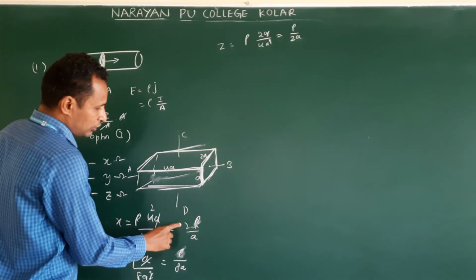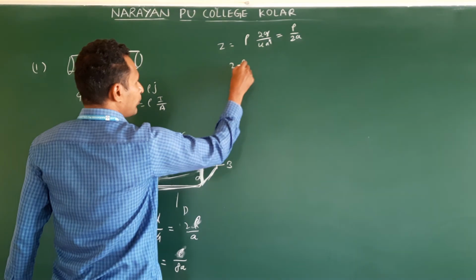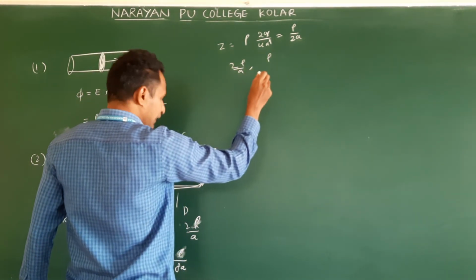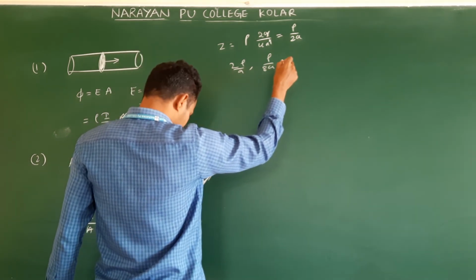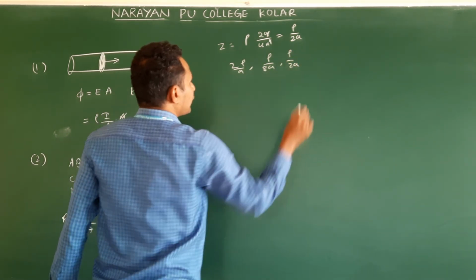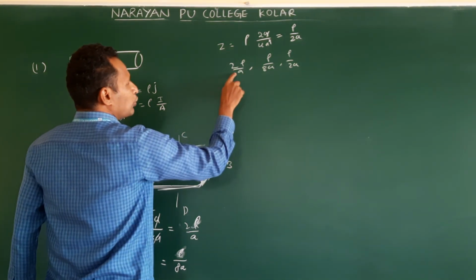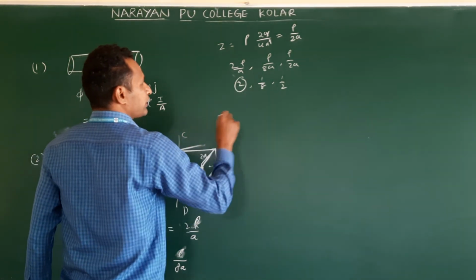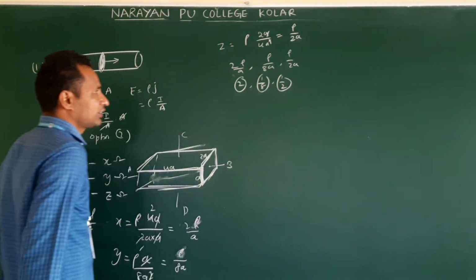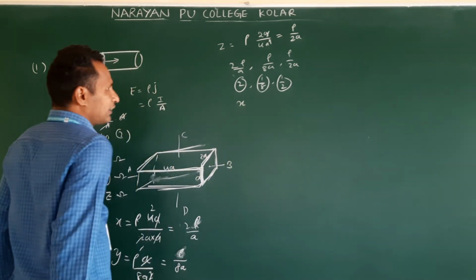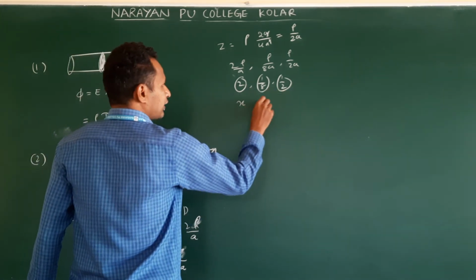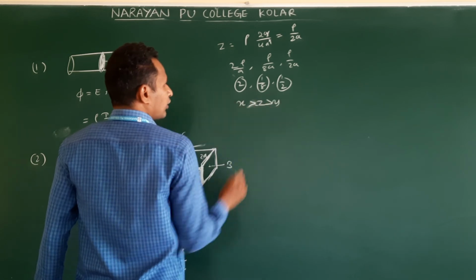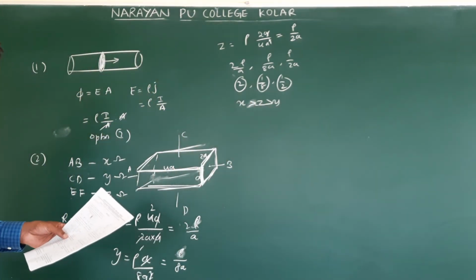Clear? So we have X as 2 rho by A. Next one is rho by 8A. Next one is rho by 2A. If you take only the numbers, this is 2, 1 by 8, 1 by 2. Which is bigger? First 2, second one 1 by 2, next 1 by 8. So X is biggest, the next bigger is Z, and the next one is Y. Clear? So option 4 is correct.